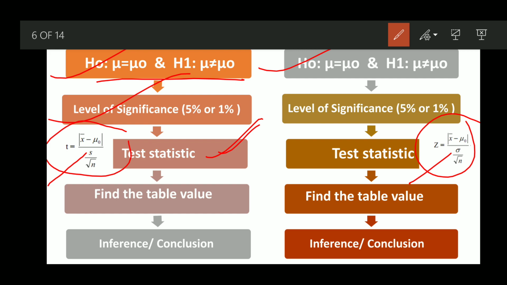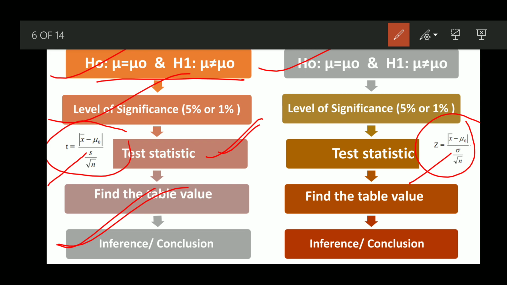Because in Z test we know the population standard deviation, which is denoted by sigma, but in T test we don't know the population standard deviation. Instead we are using S. Okay, I'll be showing how to calculate S in the upcoming slides. Okay, next step is to find the table value. How to find the table value? In the upcoming slide we will be discussing how to read the table value from a T table. Okay, next and final step is to draw conclusion.